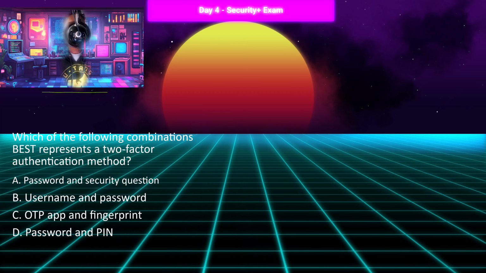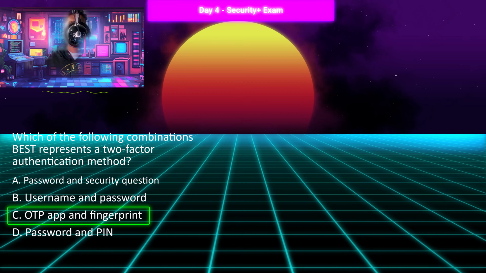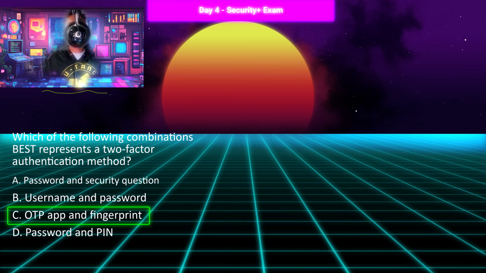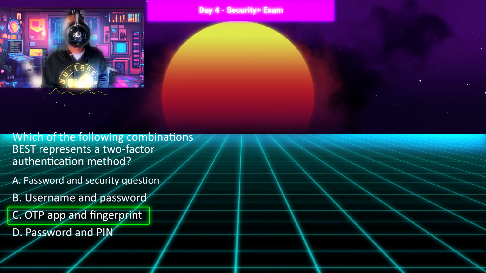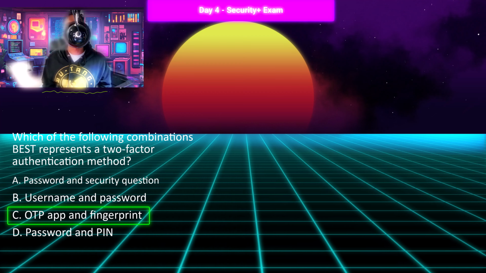And 3, 2, 1. Choice C is the only combo that uses 2 separate factors. Something you have, which is the OTP app, and something you are, a fingerprint. The others rely on something you know only.